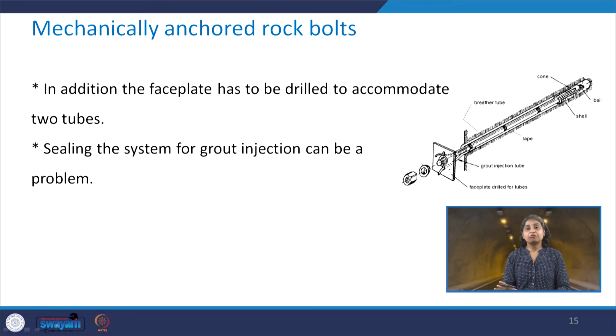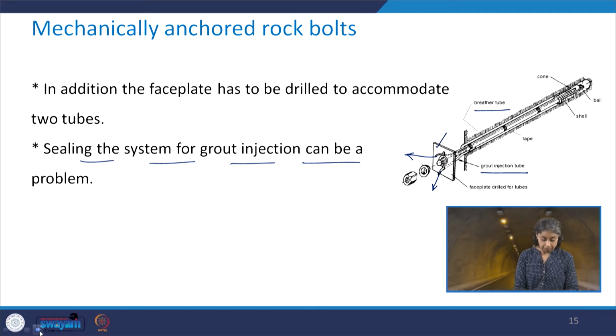Then a further difficulty is that the face plate should be drilled with two holes to accommodate both these tubes, the grout injection tube and the breather tube. And here you can see how these tubes come out through the face plate. You see this is the one and this is the other one. Sealing the system for the grout injection can be a problem.